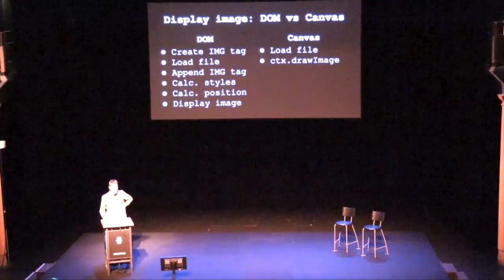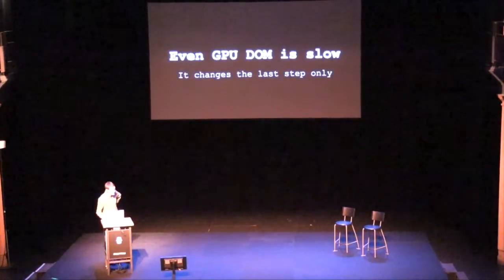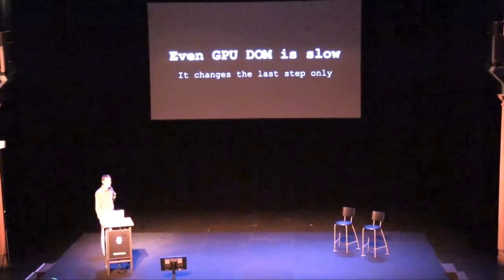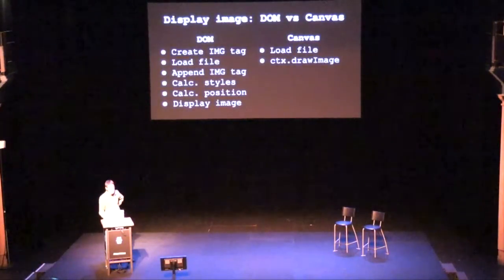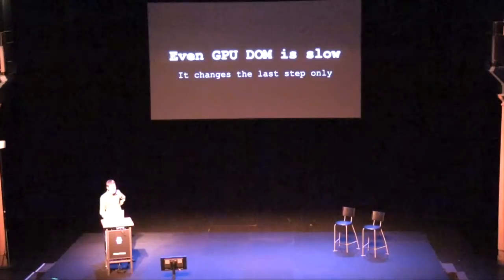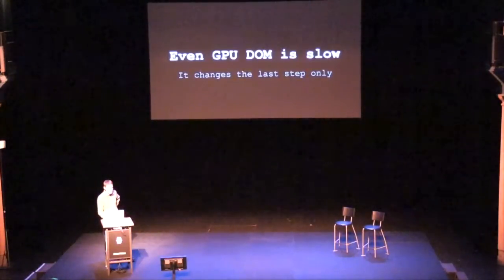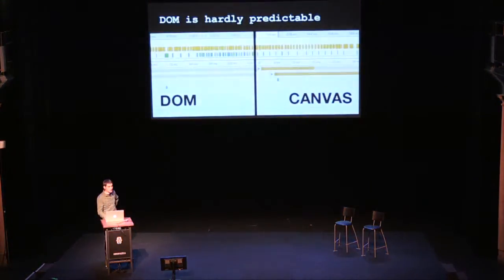And DOM is slow. Even GPU DOM is slow because it changes only the last step. Basically, the different kind of display of an image still creates a lot of events and so on. The next bad thing about DOM is that it's hardly predictable.